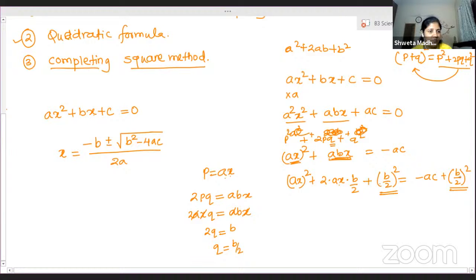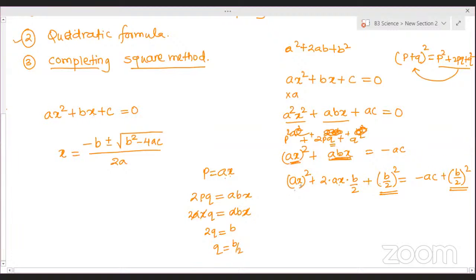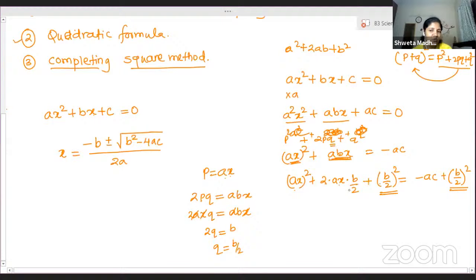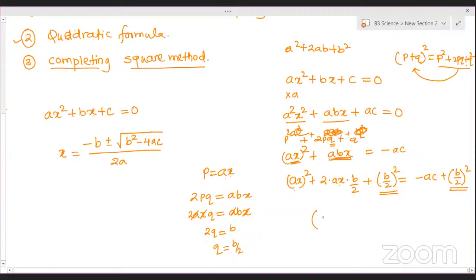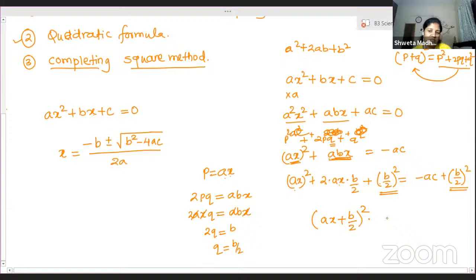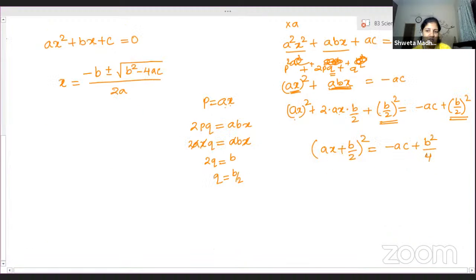Understood? Yes, ma'am. So this is in the form of p square plus 2pq plus q square. Now after factorization, what we will get? ax plus b by 2 the whole square is equal to minus ac plus b square by 4. Right? Now simplify this. So this is minus 4ac plus b square by 4 is equal to ax plus b by 2 whole square. Now take the square root on both the sides.